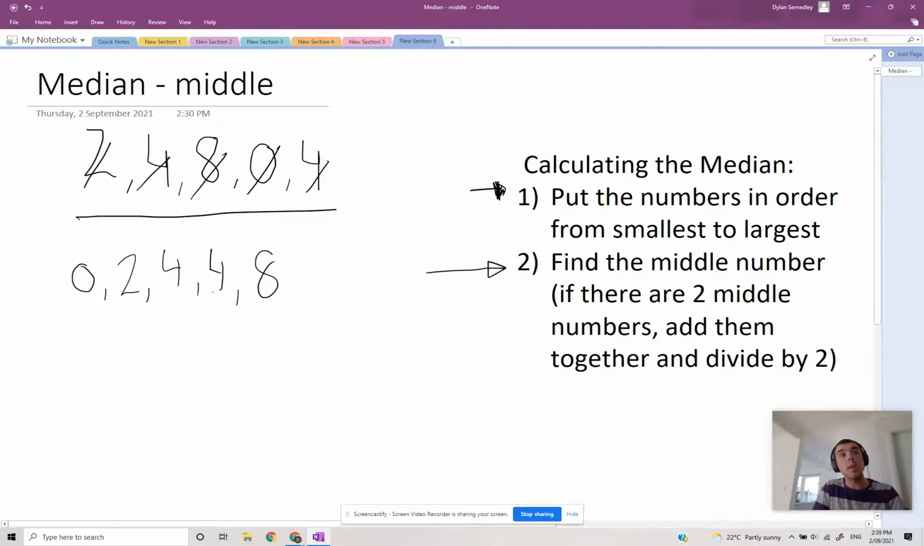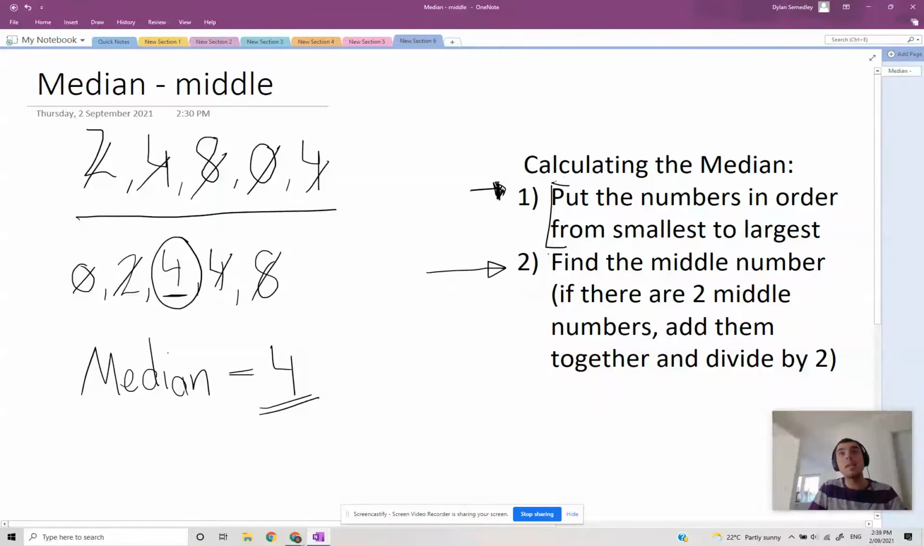One way to do it, I mean, it looks pretty obvious that this is going to be our middle number, but one way to do it is to cross off a number at each side until we get to my middle number there. The median, or the middle number, is 4. So I just want to encourage you, and remind you of these steps. Put them in order from smallest to largest, and then, median means middle, you find the middle number. I hope that covers a bit of the confusion which students had last week. Put them in order, then find your middle one.